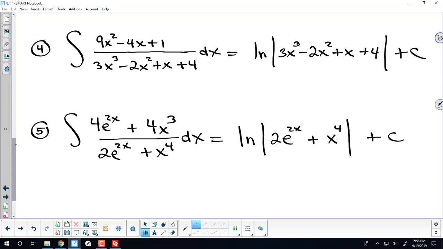Does anyone have any questions on that? And in fact, the antiderivative for tangent and cotangent are brought up again in 8.3. So you should know those eventually. Okay.